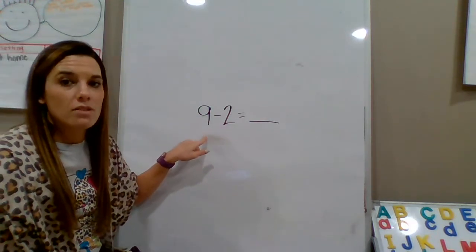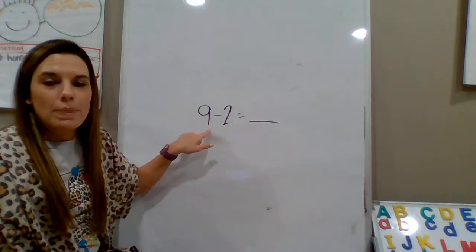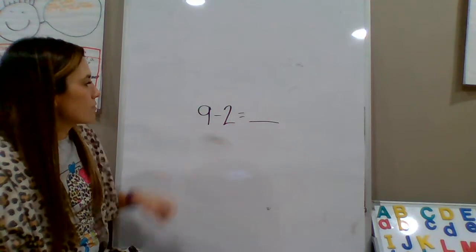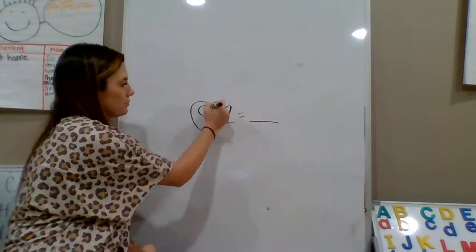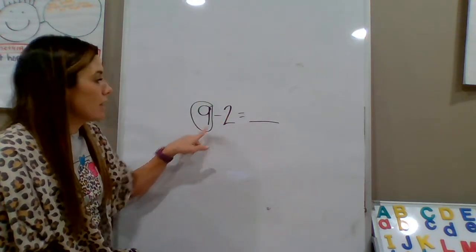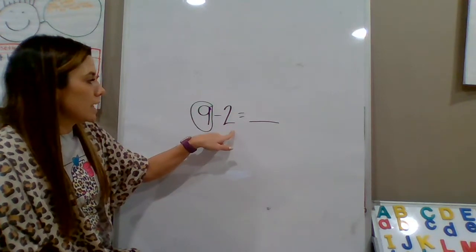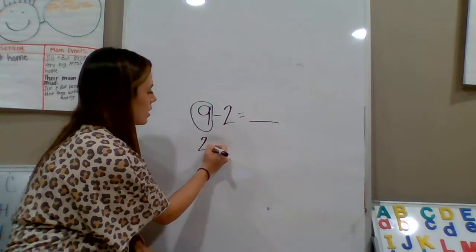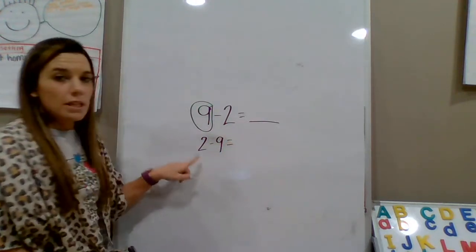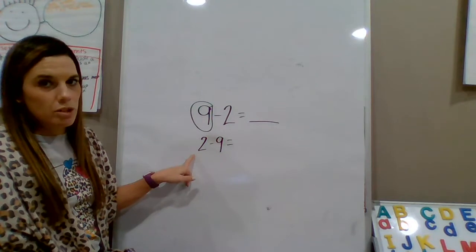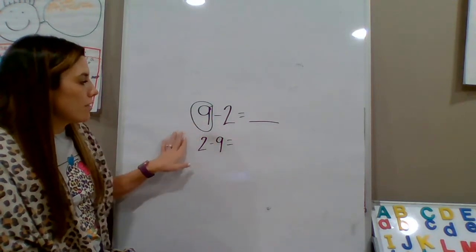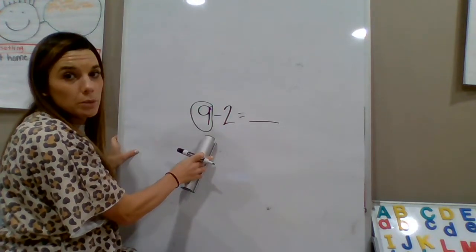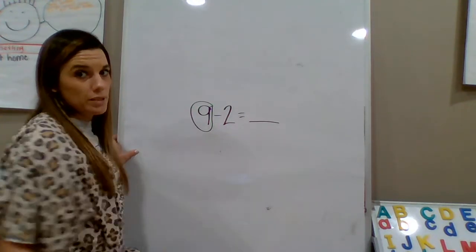So anytime we have a subtraction problem, it's going to start with the bigger number, because we're taking away from this first number right here. It has to be bigger than the other number because you can take 2 away from 9. If I were to write the problem the other way, it would be wrong because I cannot take 9 away from 2, because 9 is bigger. That is why your subtraction problems always need to start with the bigger number. With me so far?